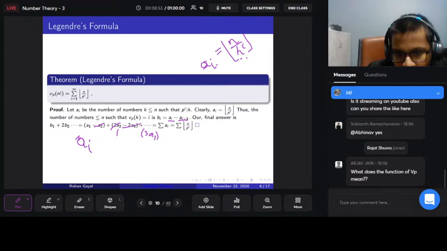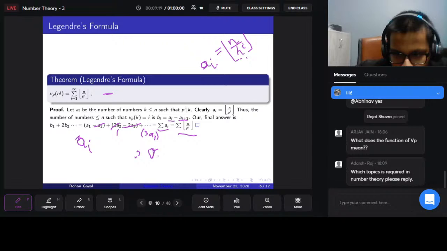Let's go over an example now. So let's say we want to find the greatest power of 3. So we want to find v3 of 20 factorial. So how will we find this? We have that the answer is from a theorem.